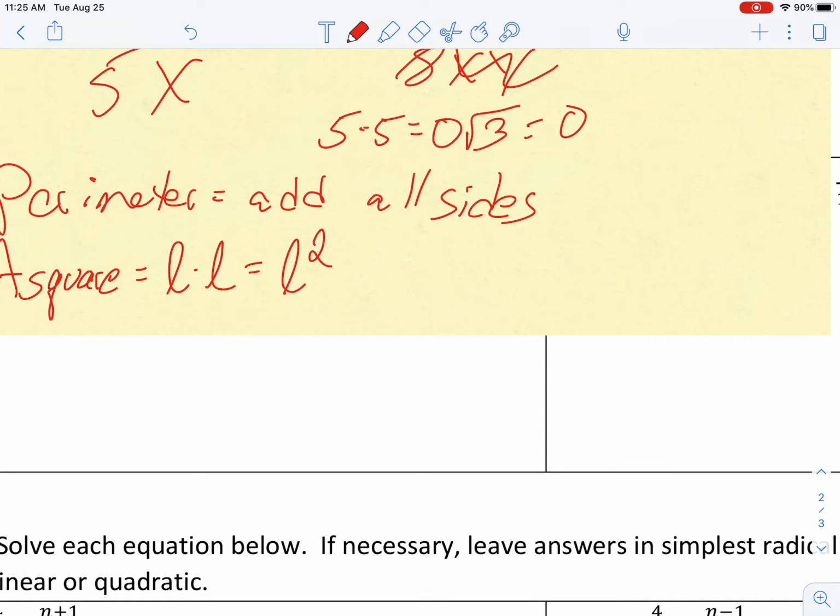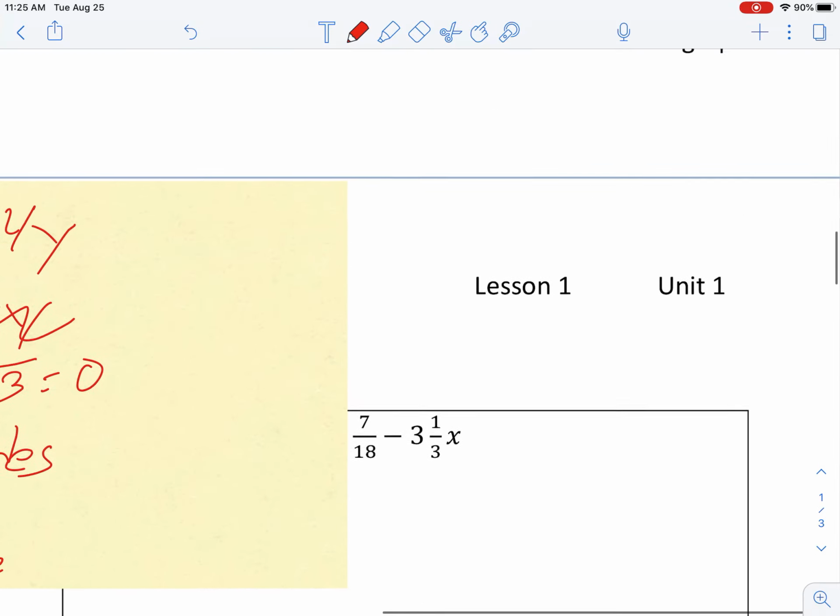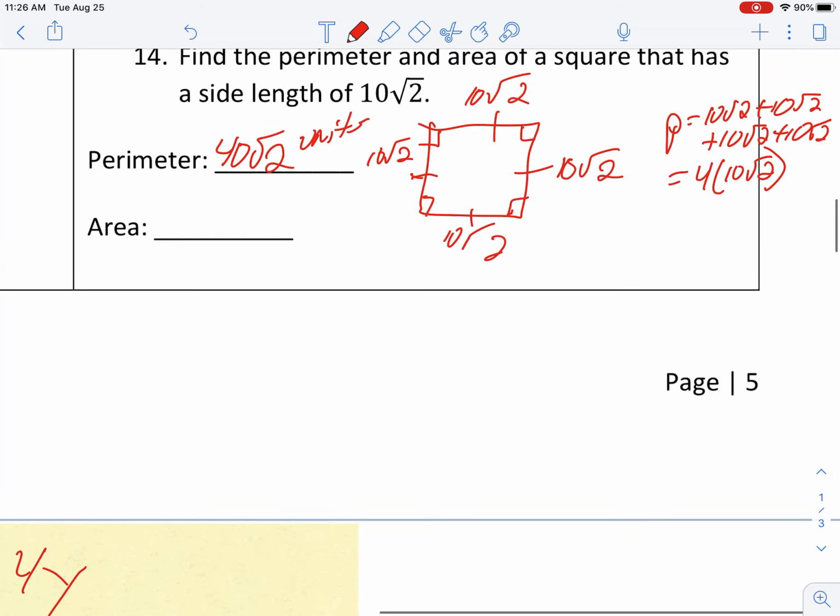Now you're going to see people say L squared, you'll see people say L for obviously length, or you could say S for side. I probably will fall into S for side, but that's how I want you to think about the area of a square. So in this instance, when I go back up to that example, area of a square is the side squared. It just so happens the side turns out to be 10 root 2.